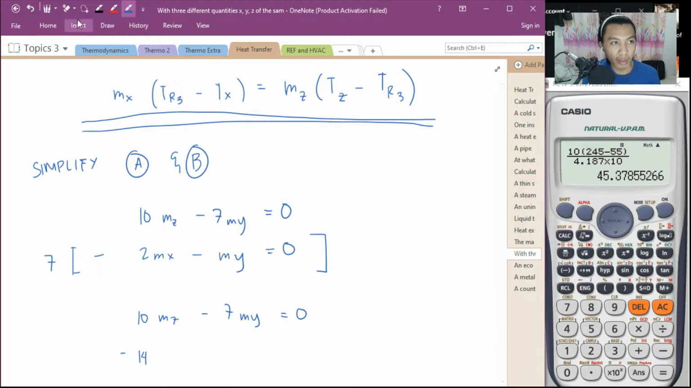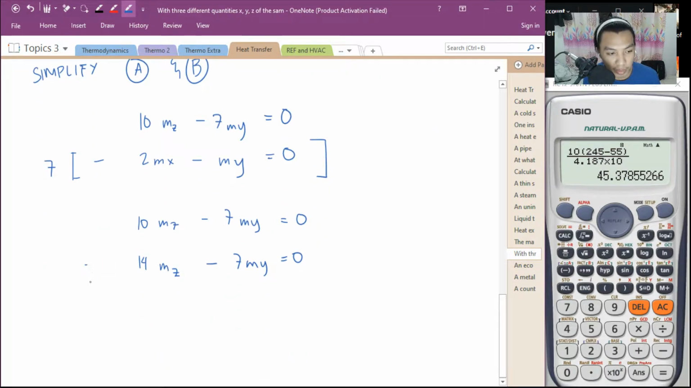Huwag muna nating lagayan ng negative. 14 MX minus 7 MY equal to 0. And then let us i-deduct natin yung dalawa. Baliktad na lang, i-deduct na lang yung dalawa. Okay, di 4MZ.